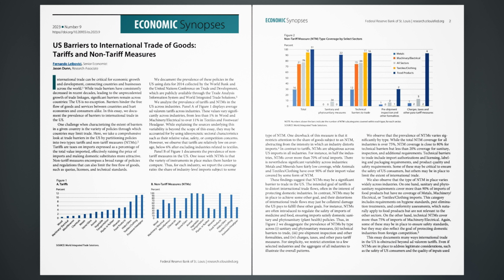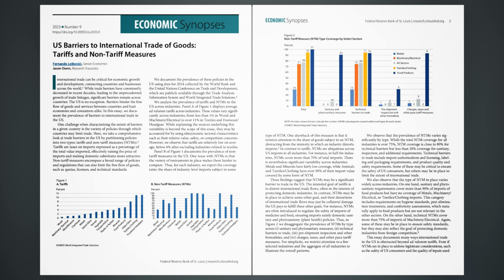These values vary significantly across industries, from less than 1% in wood and machinery, electrical to over 11% in textiles and footwear, headgear. While explaining the sources underlying this variability is beyond the scope of this essay, they may be accounted for by idiosyncratic sectoral characteristics such as their relative value, safety, or competition concerns. However, we observe that tariffs are relatively low on average, below 6% after excluding industries related to textiles.